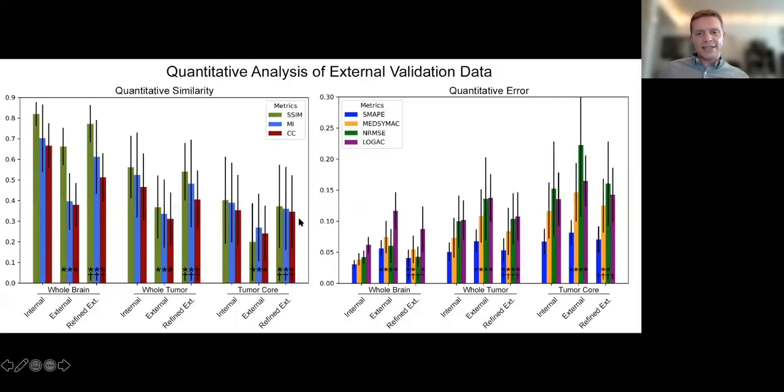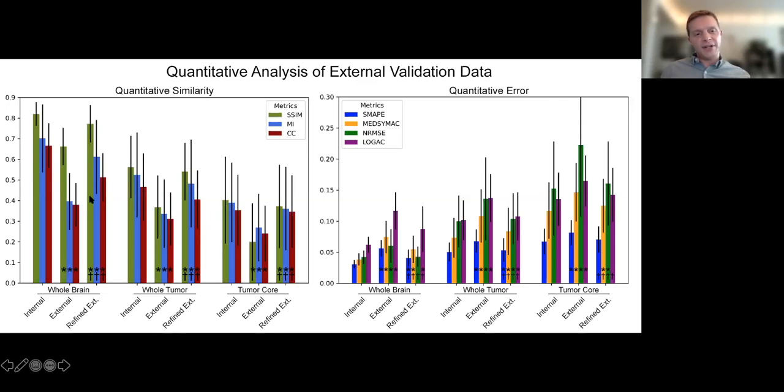And we also did this error and similarity analysis. So just focusing on this part, you can see that testing on the external data set without refinement, we did take a pretty considerable hit in our similarity metrics. And I think this makes sense. The BRATS data set is very different. It's multi-site, some of it's 2D, some of it's 1.5 Tesla, compared to our data set, which is mostly 3D and 3 Tesla. So I think it makes sense that there's a big difference.